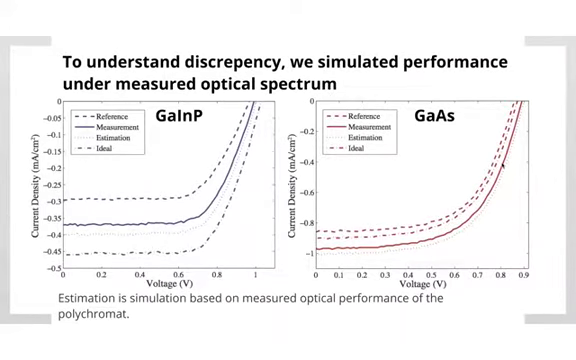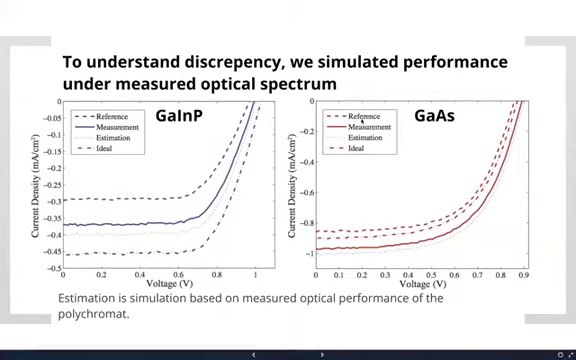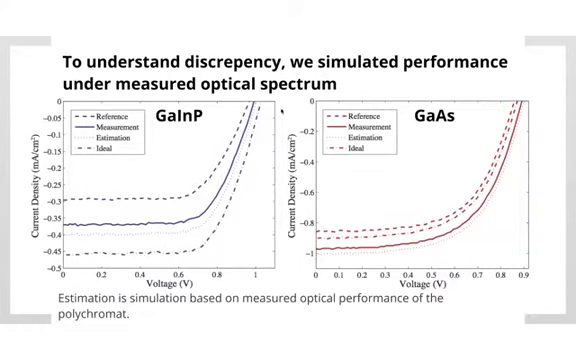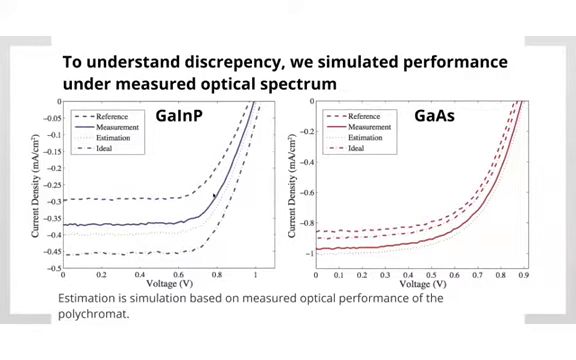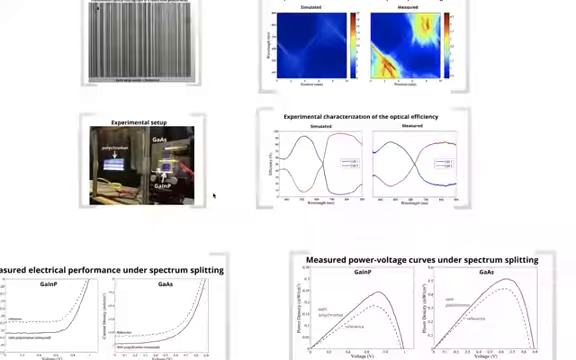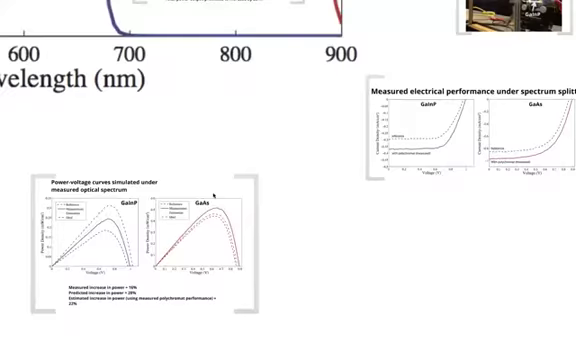We had some discrepancy between the experiments and simulations, and we can address these discrepancies by looking at the measured optical spectrum. I won't go into the details, but essentially the discrepancies come from the fact that the polychromat itself is not ideal. You end up losing relatively about 10-15% of the light from the theoretical predictions. So I'll skip that part.